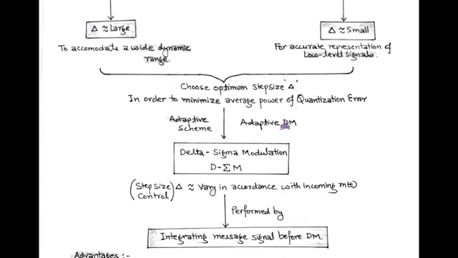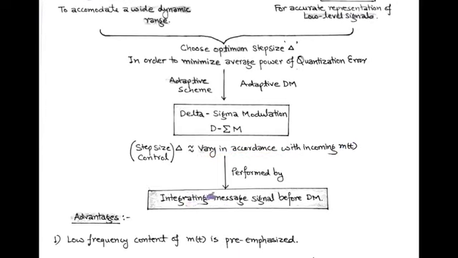In this adaptive scheme, step size delta is controlled or varied according to the incoming modulating signal m(t), and this is performed by integrating modulating signal m(t) before performing delta modulation. This modified adaptive scheme is called delta sigma modulation.